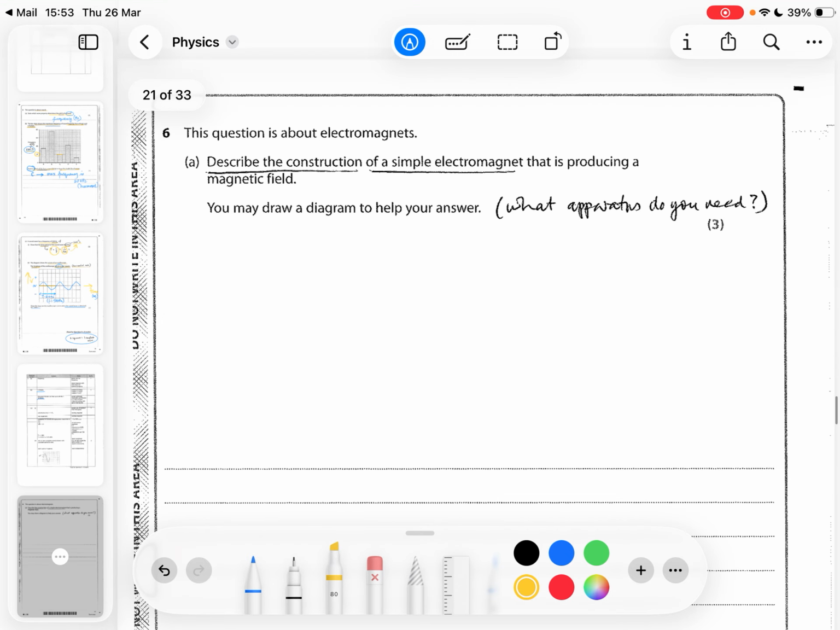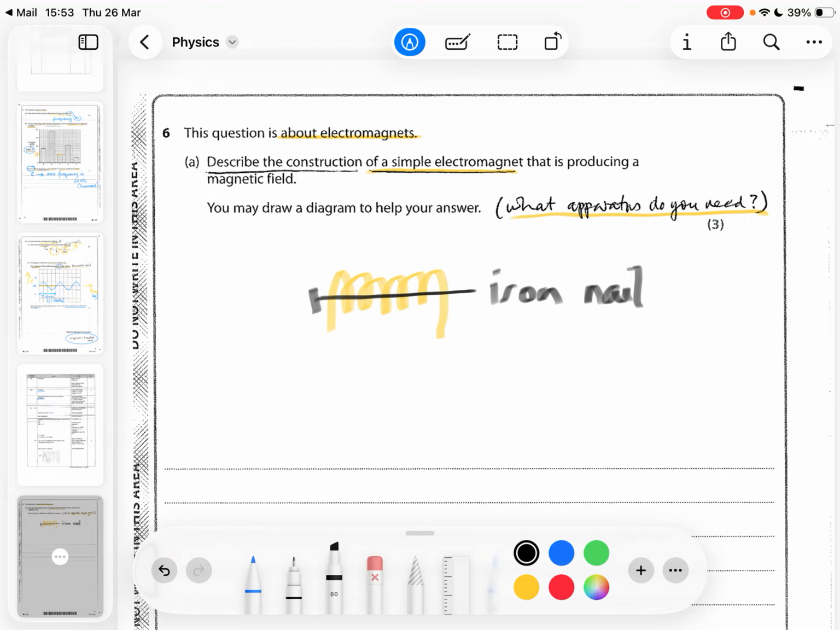Okay, next question. It's about electromagnets. Describe the construction of a simple electromagnet that is producing a magnetic field. So, what apparatus do you need to make an electromagnet? Well, you need something to make a coil with, so insulated wire, for example. You could use copper wire, and then in between it, you could put an iron nail, which increases the strength of the electromagnet. You wrap it round. What else do you need?